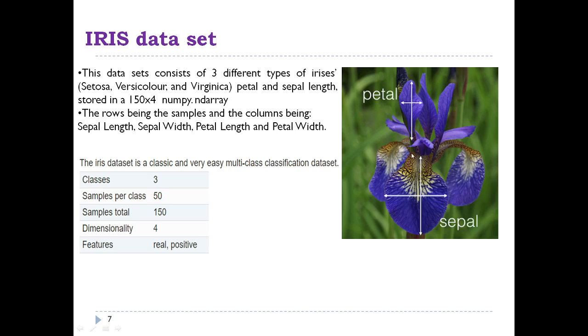Okay, so there are three classes: setosa, versicolor and virginica. Based on this, we are going to classify which of these classes the flower belongs to.